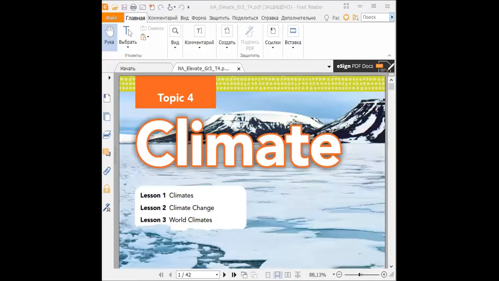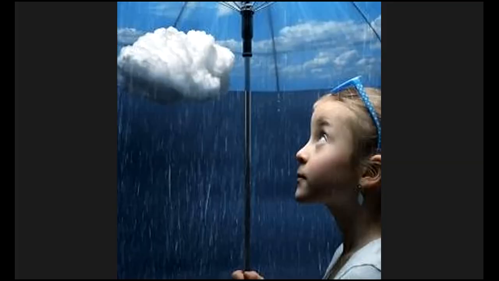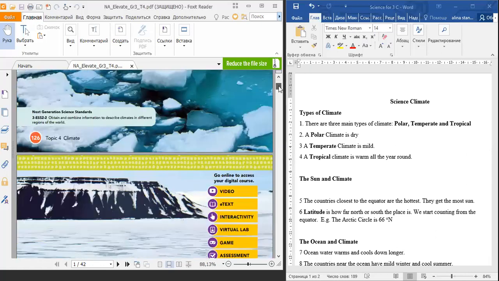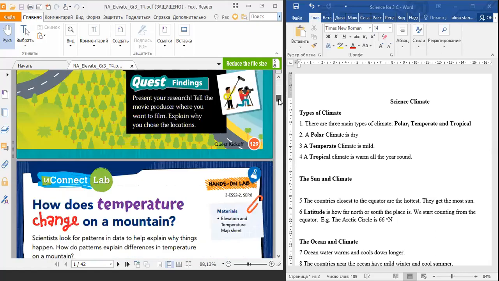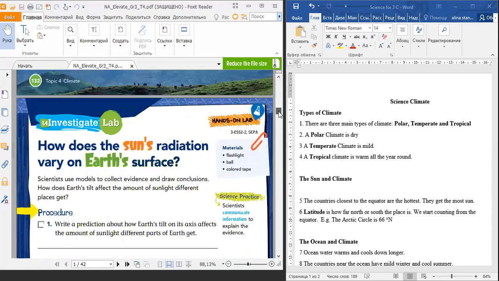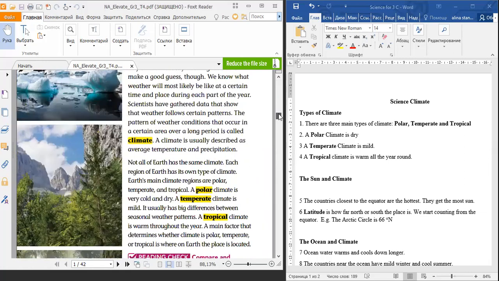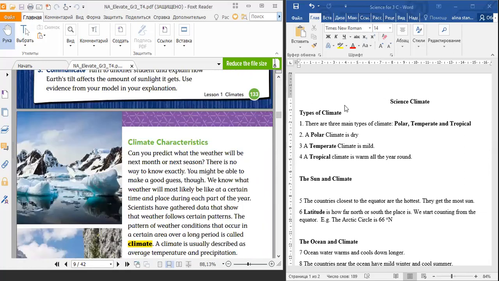Today we are talking about what we need to know in our topic, science. It's topic 4 in your books. We go to page 134. So it's about types of climate.